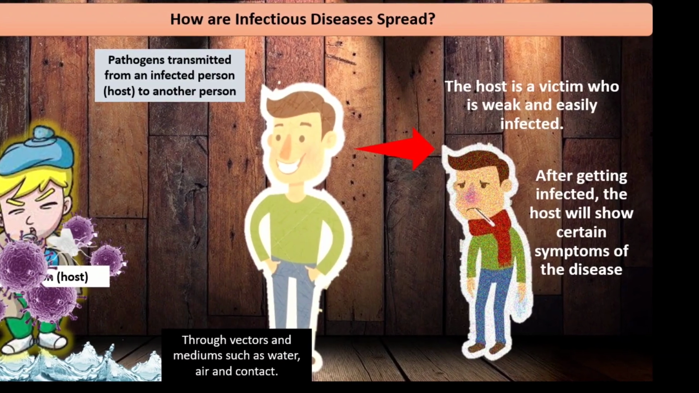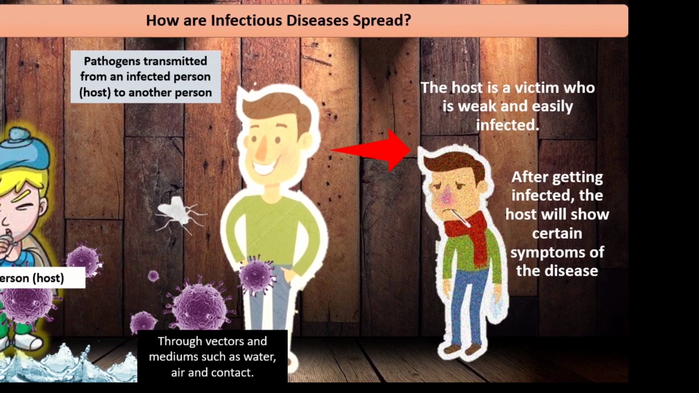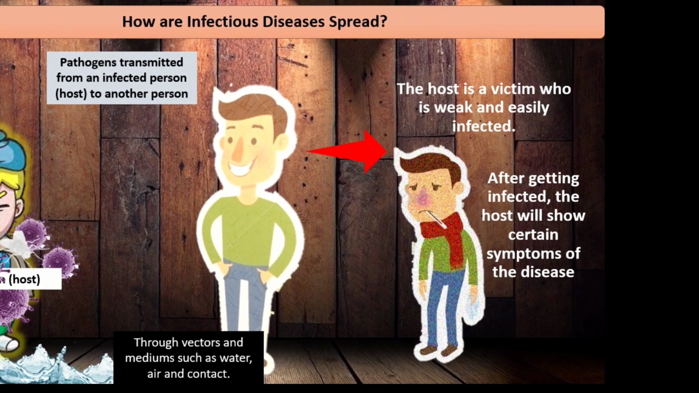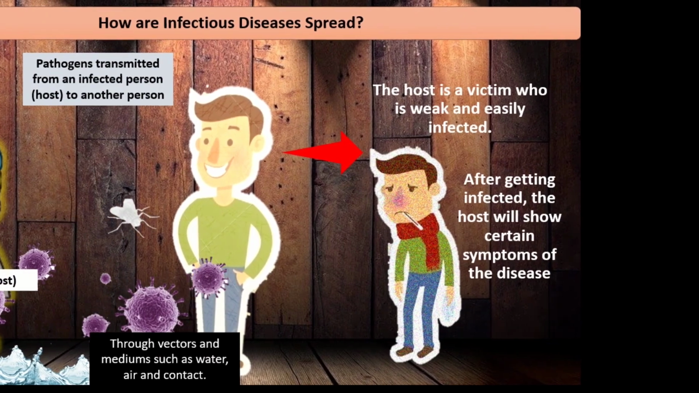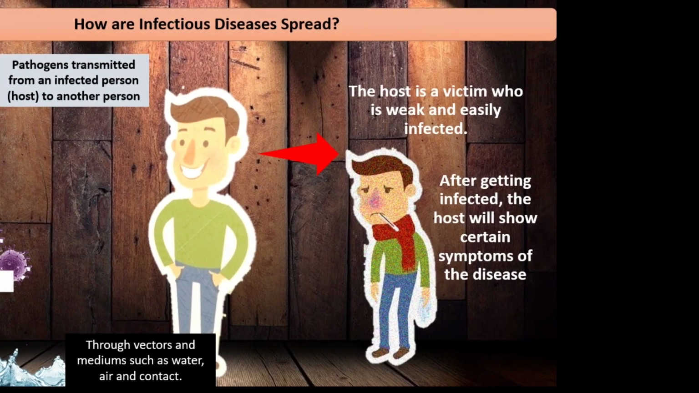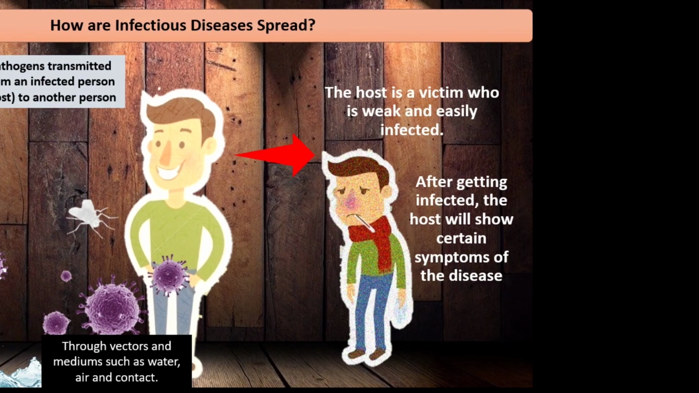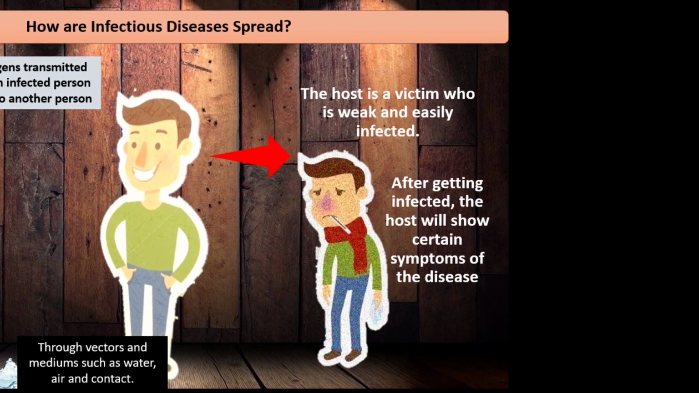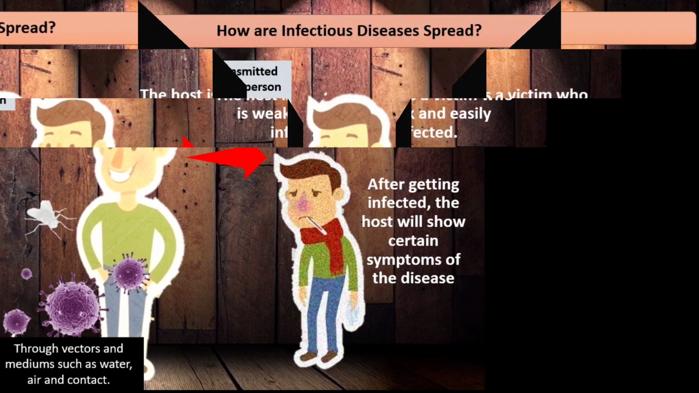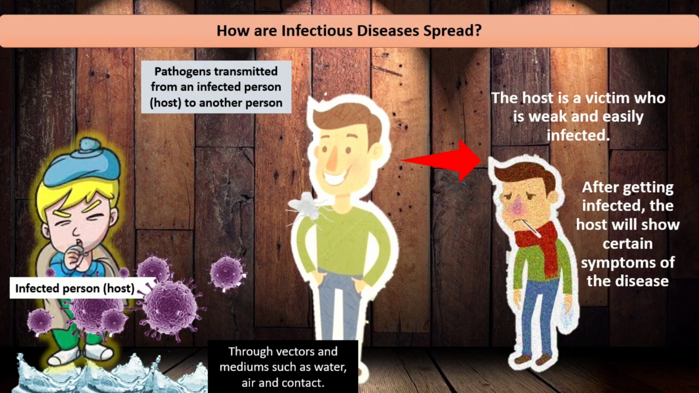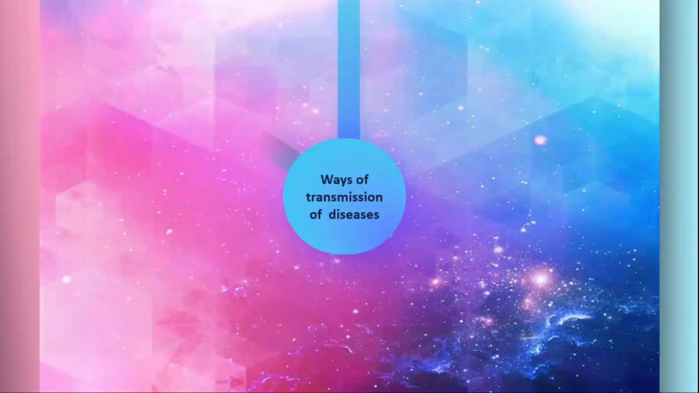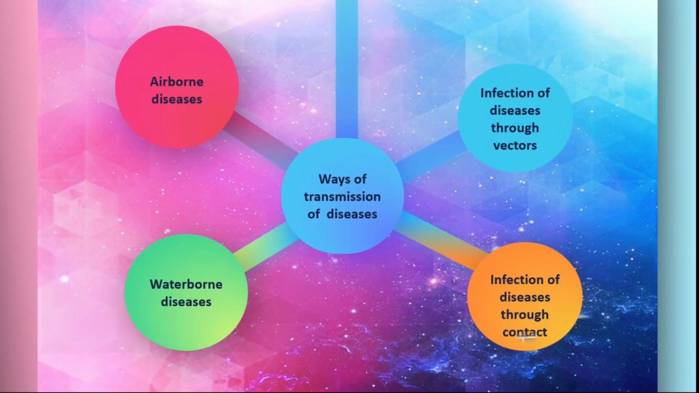Okay, take a look at how infectious diseases spread. The infectious diseases are spread by pathogens that are transmitted from an infected person, or we call the host. Yeah? And the infection occurs through vectors such as medium, water, air and contact. After a person gets infected, the host will show certain symptoms of the disease, and the host is a victim who is weak and easily infected.